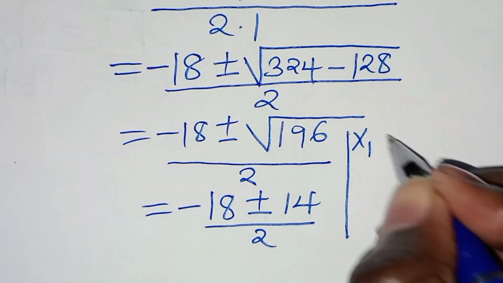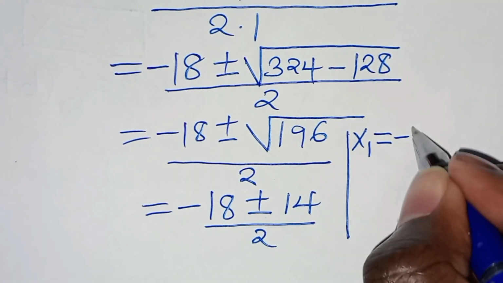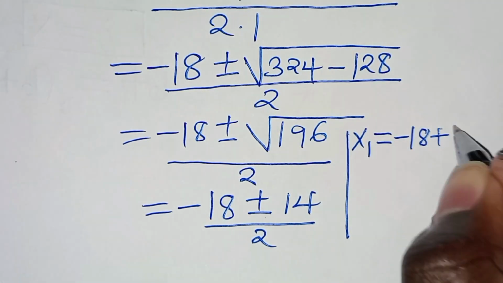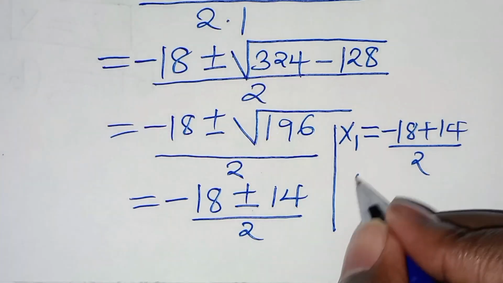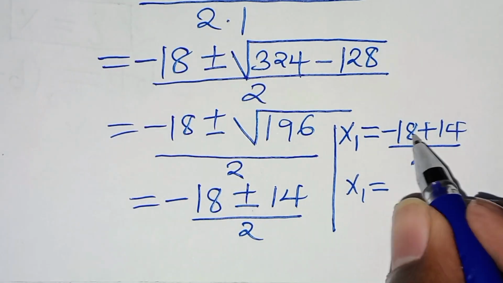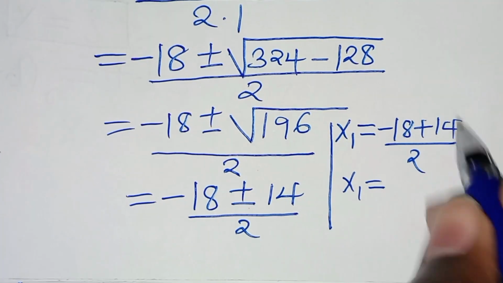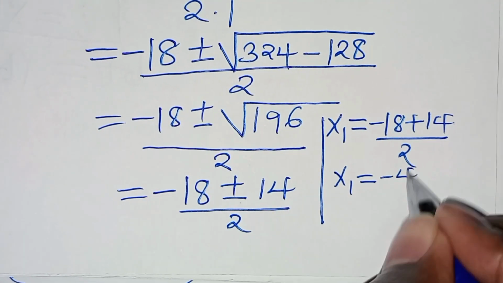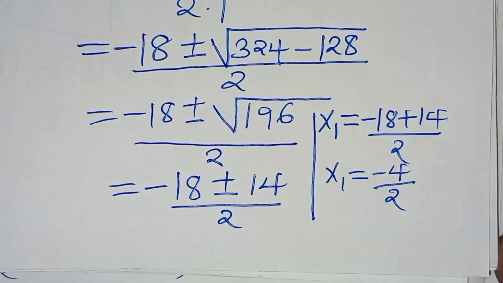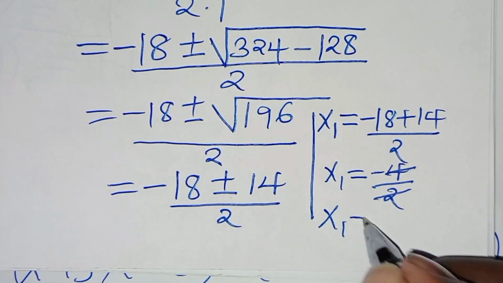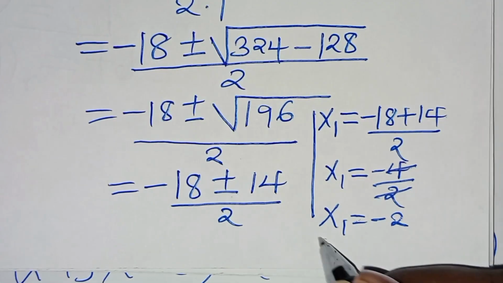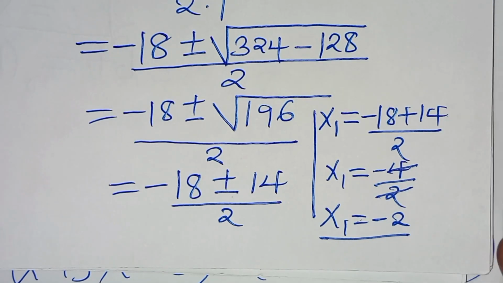We have that x1 is equal to (-18 + 14) over 2. So therefore x1 is equal to -18 + 14, which is -4, divided by 2. And this implies that the value of x1 is equal to -2. We have x1 as -2.